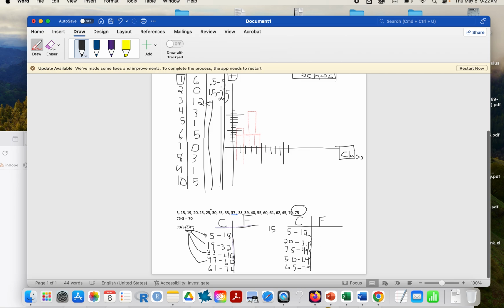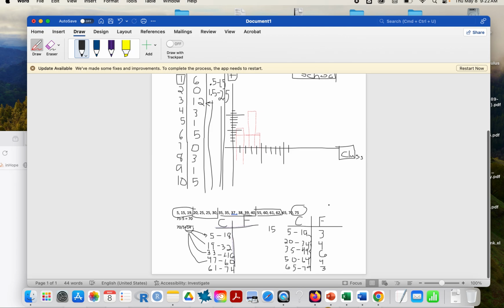So let's see how many we have. We're going to have 3 for the frequency from 5 to 19. From 20 to 34, we're going to have 4. It helps to have the data lowest to highest. Then 35 to 49, we're going to have 1, 2, 3, 4, 5, 6. So we're going to have 6. 50 to 64, we are at 4. And then we have 3 at the end.